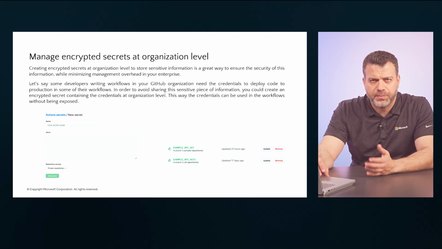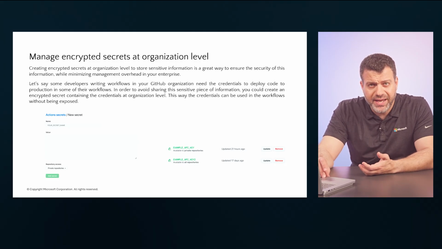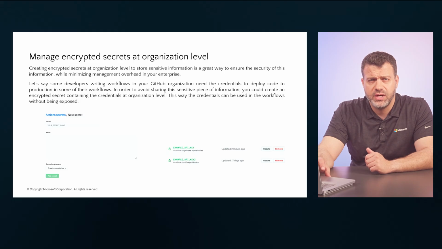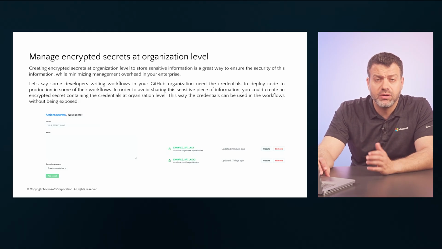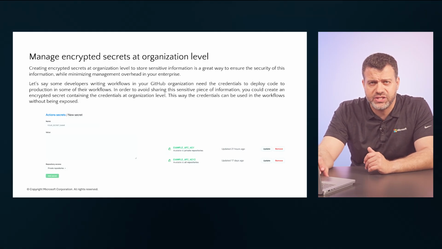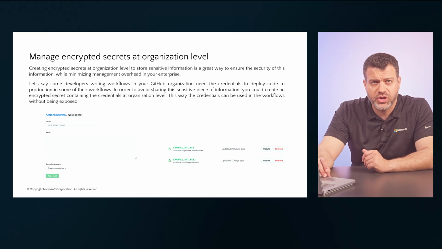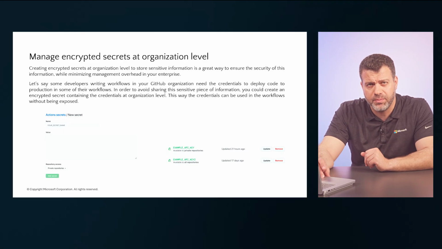Let's move from theory to practice. How do we actually manage secrets across the organization? Organization secrets allow you to centrally manage sensitive data across multiple repositories instead of duplicating credentials in every repo. You store the secret once, control which repositories can use it, and manage access in one place.